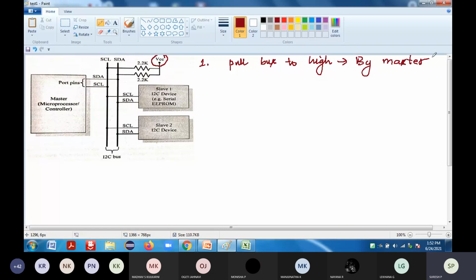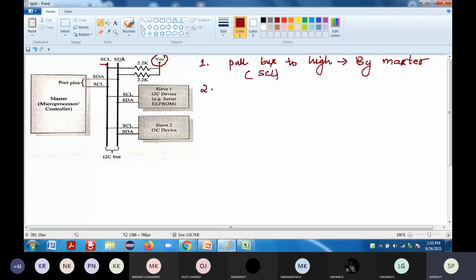Now, once you have done that, when your device pulls the line to high, what will happen? Since you are not using the data line yet, to establish the communication I first use the serial clock pulse. So your serial clock, SCL, goes high. Bus to high means SCL is going high.